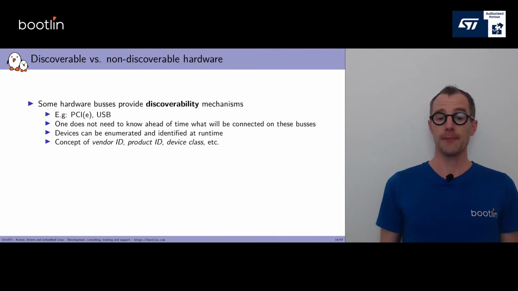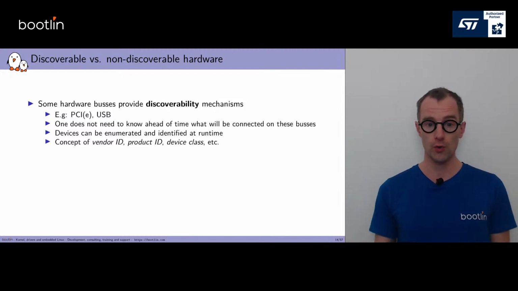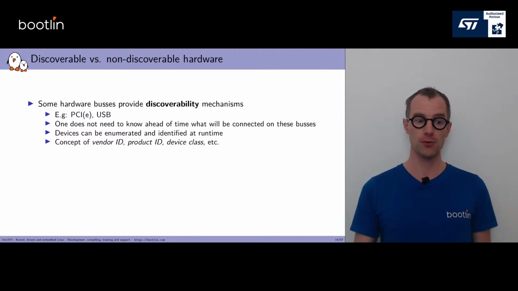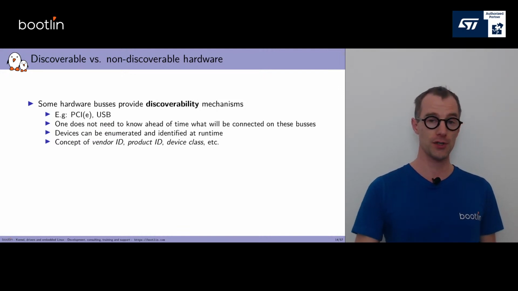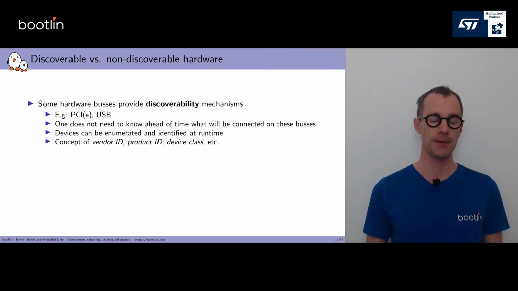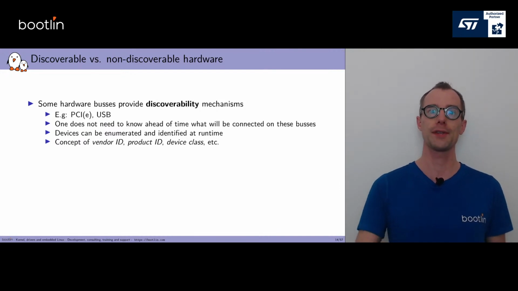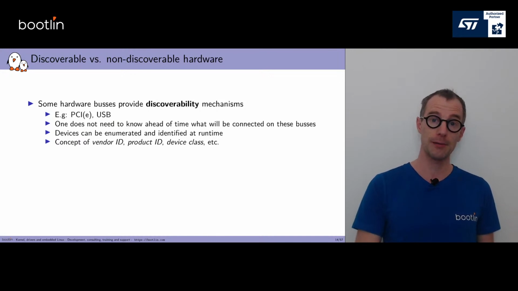Some hardware buses provide discoverability mechanisms. If you have already used or worked with USB or PCI, perhaps you have realized that when you plug a USB webcam into your system, you don't need to tell your system anything about that webcam. It is able to automatically detect that a new device has been plugged into the system, and then enumerate that device and discover what this device is, and therefore identify a driver that would make sense to manage that device. This is possible because USB and PCI both include discoverability and enumerability mechanisms.